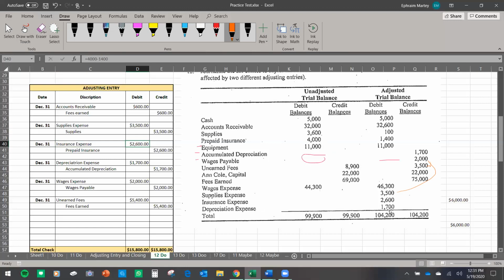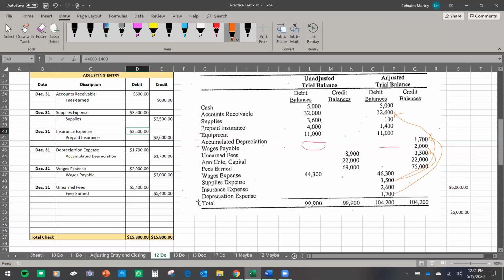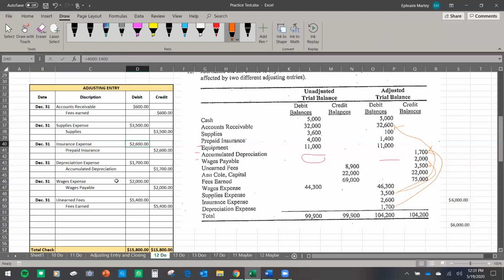We have depreciation expense of 1,700. That is when we use accumulated depreciation. So this one is also connected to accumulated depreciation. Okay, and our 3,500 supplies expense is connected to when we used our supplies. Okay. So 3,500 should go all the way up to supplies when we use supplies. Okay, so you can see the pattern and how they're going. So you don't need to do anything anymore.